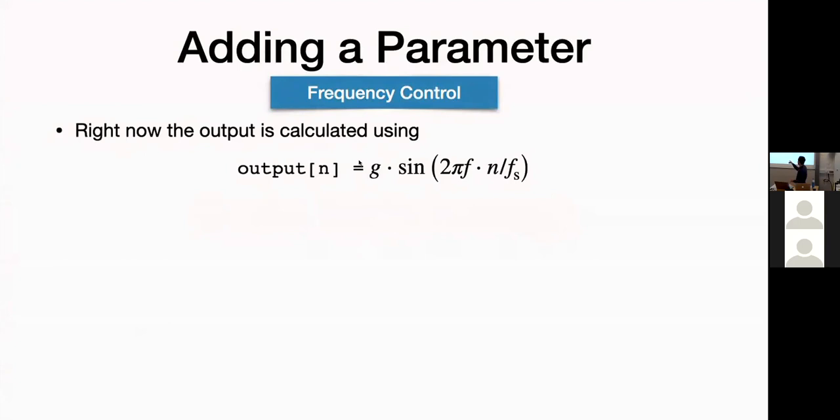So now our output is calculated by a gain times a sinusoid, which takes as an argument 2 pi times the frequency times the sample index over the sample rate. Okay, we know this formula.